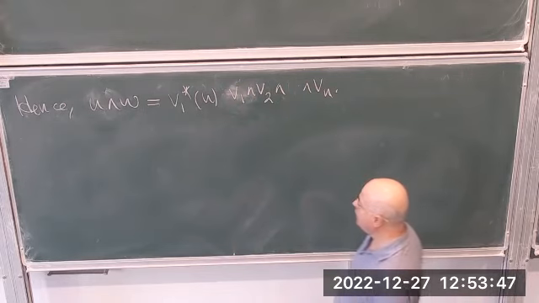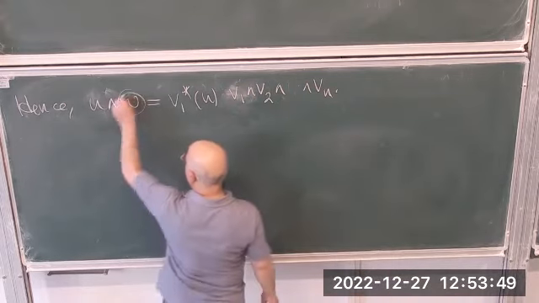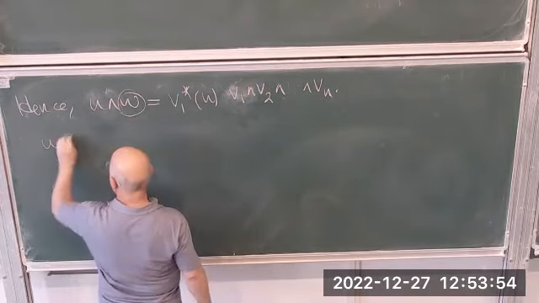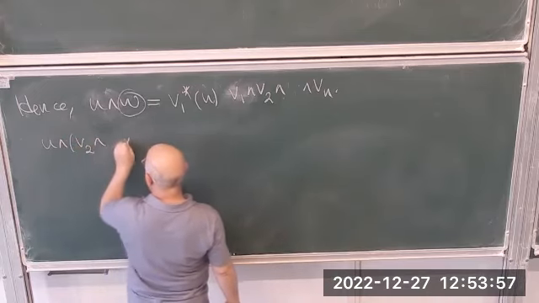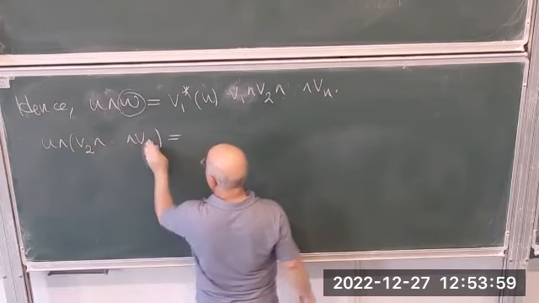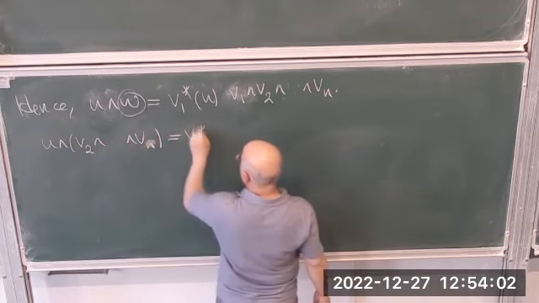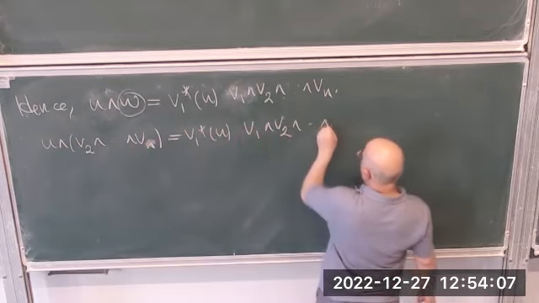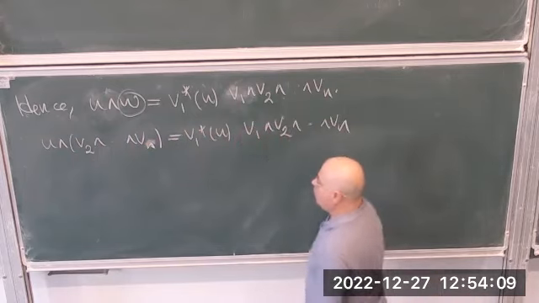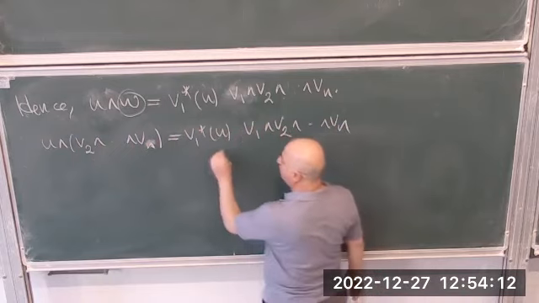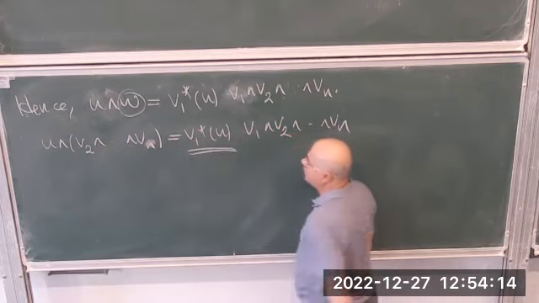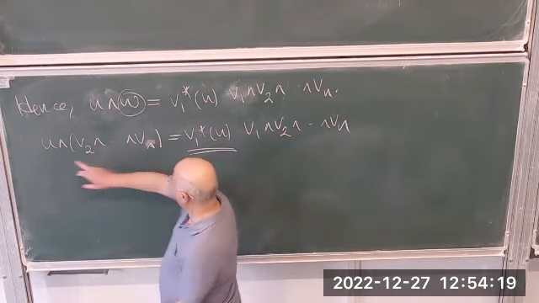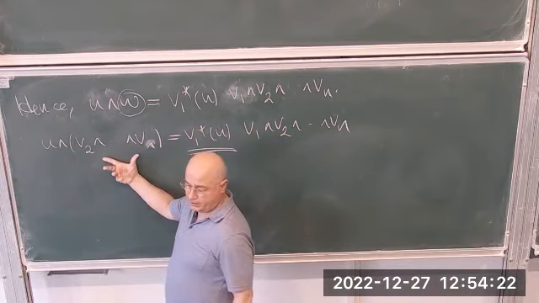Bu ne veriyor bize? Here, W is V2 up to Vn, so U wedge W is V1 star of U times V1, V2, up to Vn. So if you want to compute V1 star, you just need to take the wedge product of U with the rest of the vectors, right?